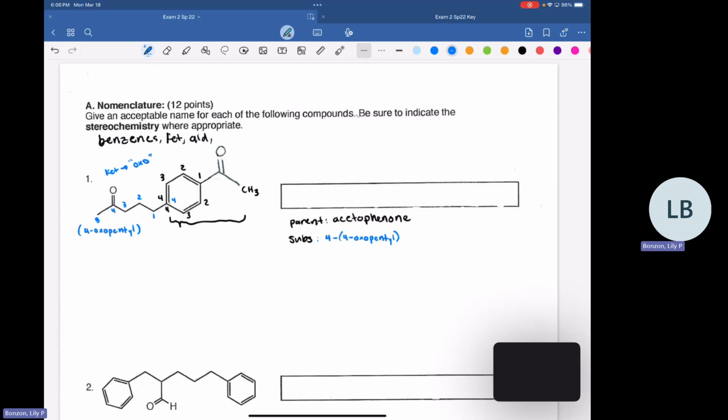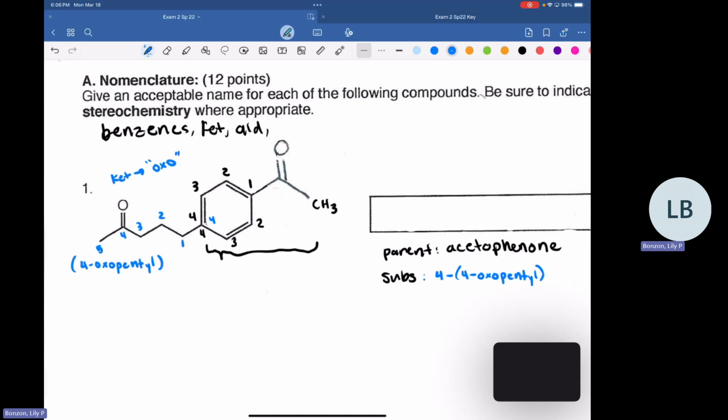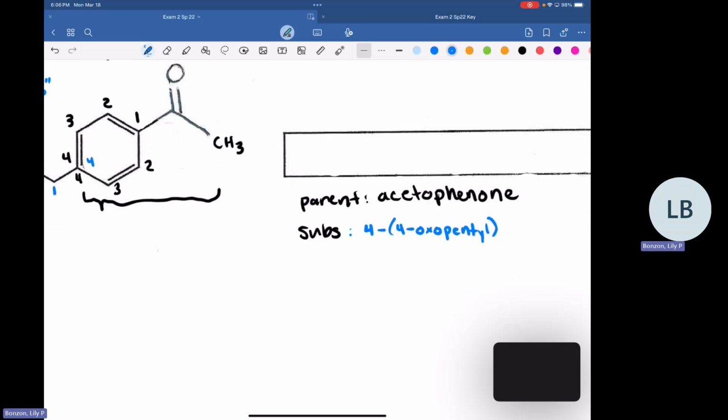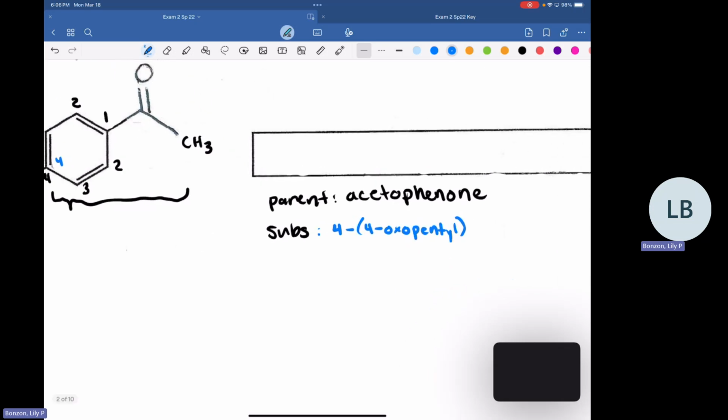Again, we don't have any other substituents. In this case, we don't have any stereochemistry. There's no wedges or dashes. You don't do the E and Z for the benzene ring, and there's no other double bonds. So in this case, we're good to go on stereochemistry. So we just have to throw this one together. So we've got 4-(4-oxopentyl), and then acetophenone.